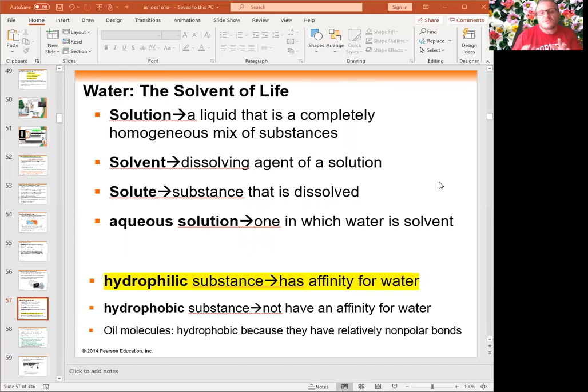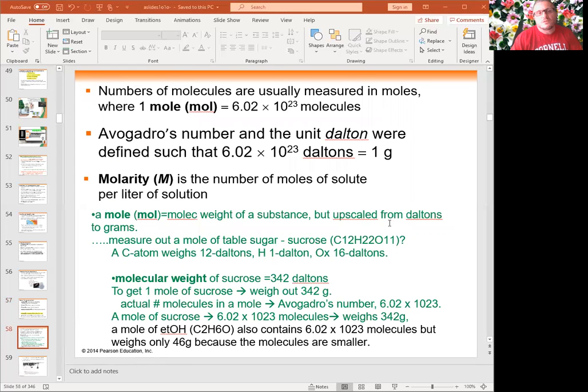A hydrophilic substance has an affinity for water. Hydrophobic substances don't have an affinity for water. Oils are very hydrophobic because they have relatively nonpolar bonds.